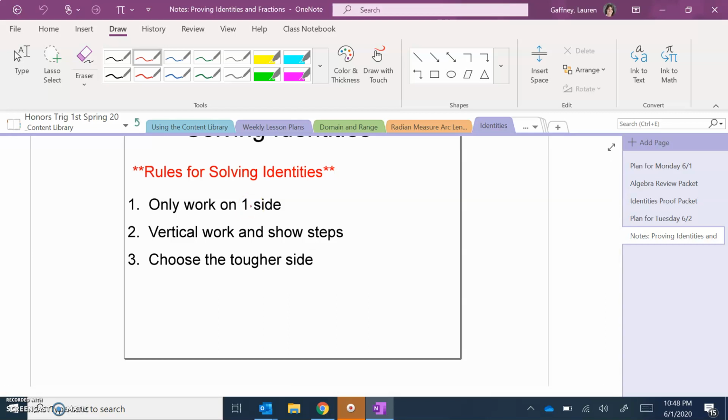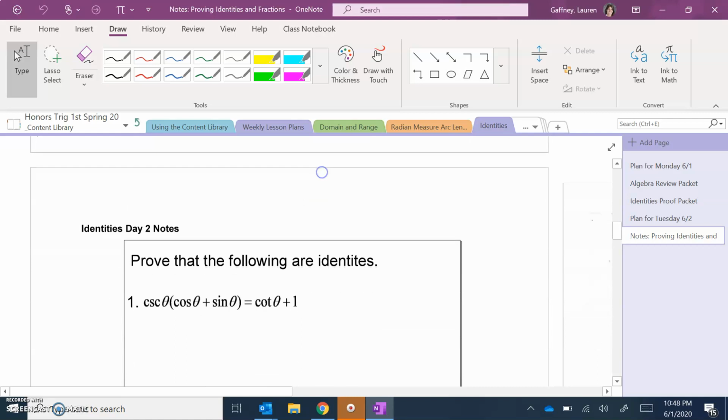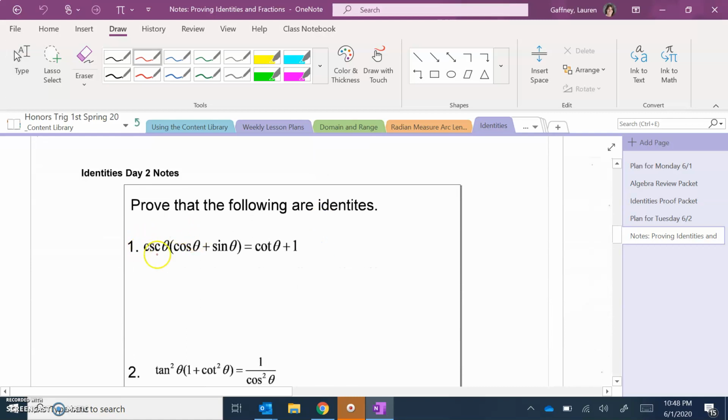Okay, you want to do your work vertically and show your steps. And generally, you're going to choose the tougher side to work with. So for example, when you look at this, this is the tougher side. So we're going to work with and manipulate that side, and we're going to try and get this side to turn into cotan plus 1. Okay. So first thing we're going to do here is let's distribute this guy in. So cosecant theta, cosine theta, plus cosecant theta, sine theta.